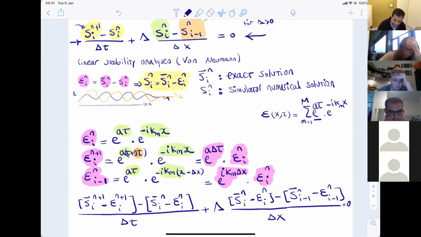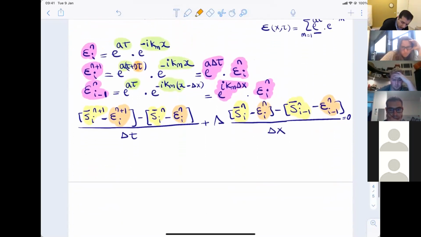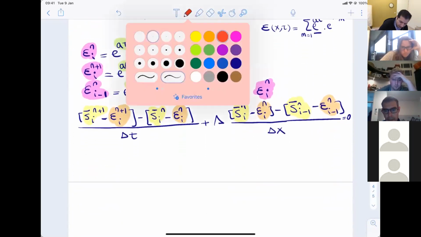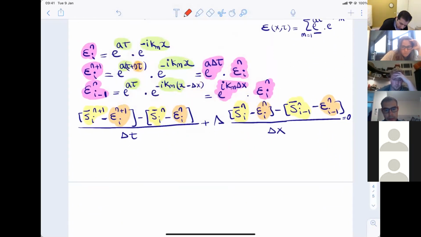I replaced every saturation with the exact saturation minus the error. These are exact saturations, and the orange ones are the error terms. I know the exact saturation satisfies this mathematical equation precisely. So I know the exact solution divided by delta t will be equal to this, because the exact solution does not have any error.